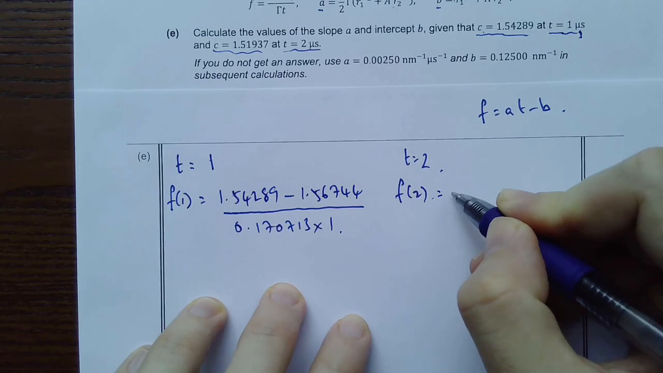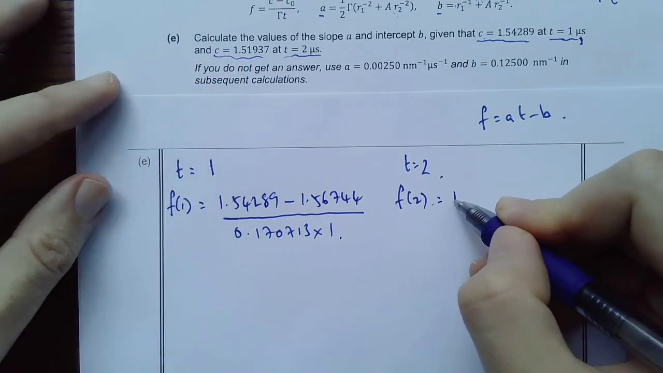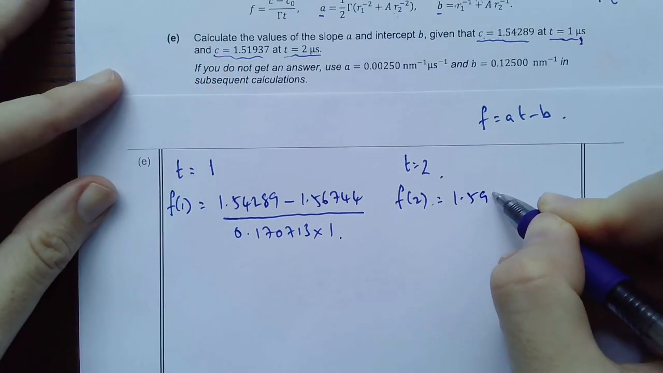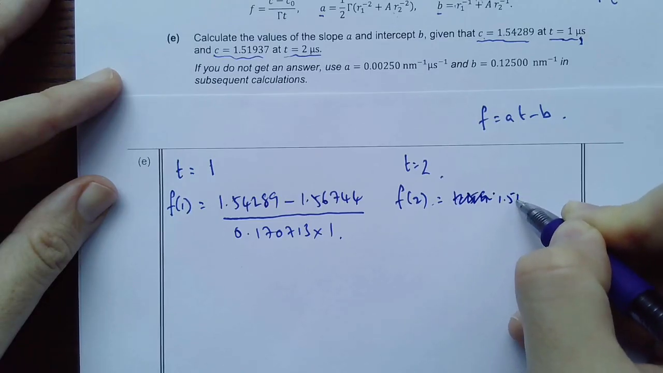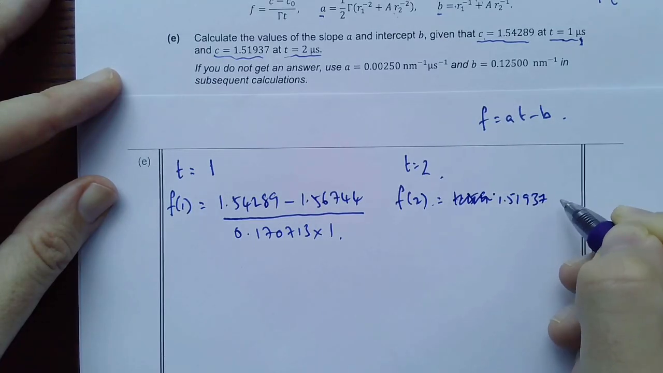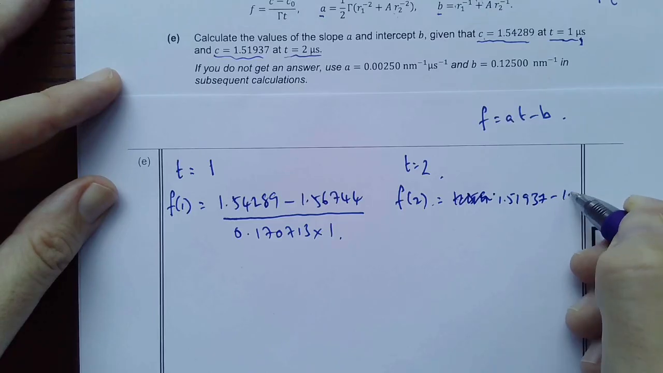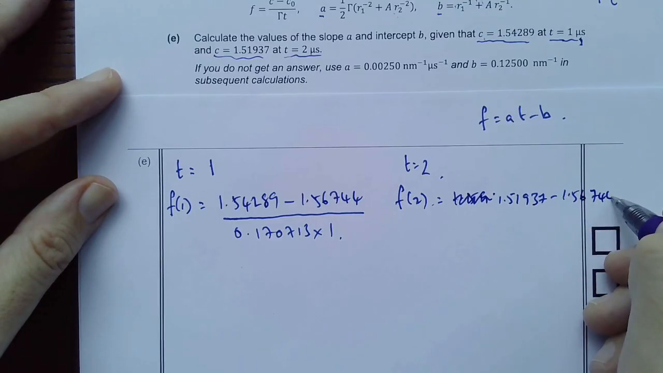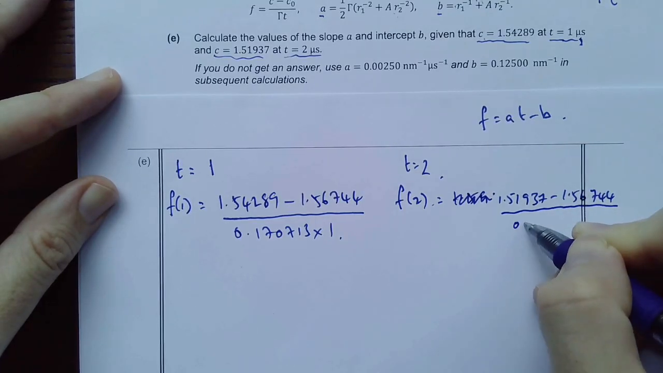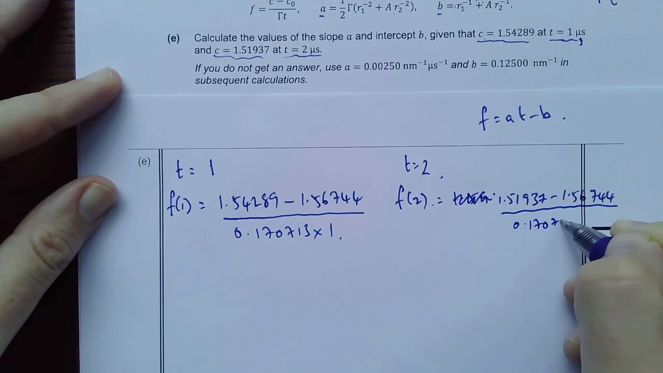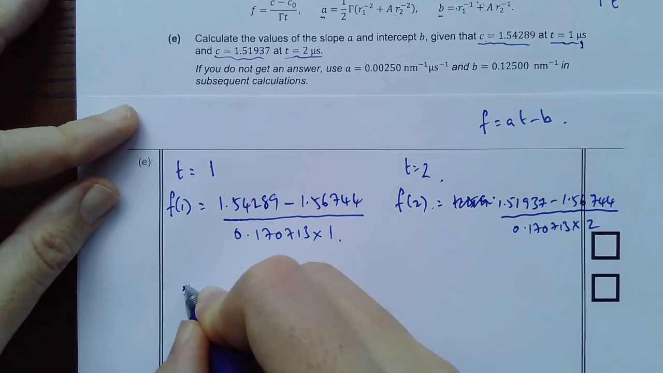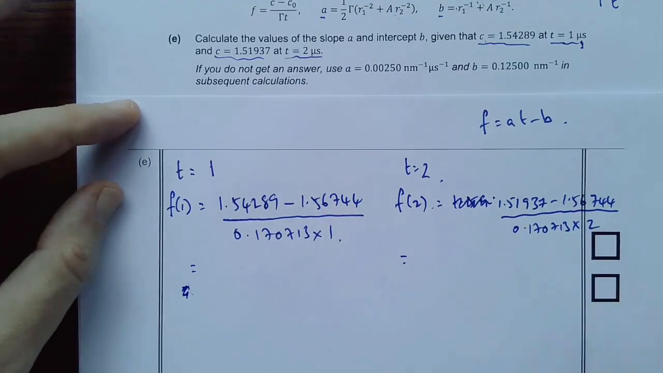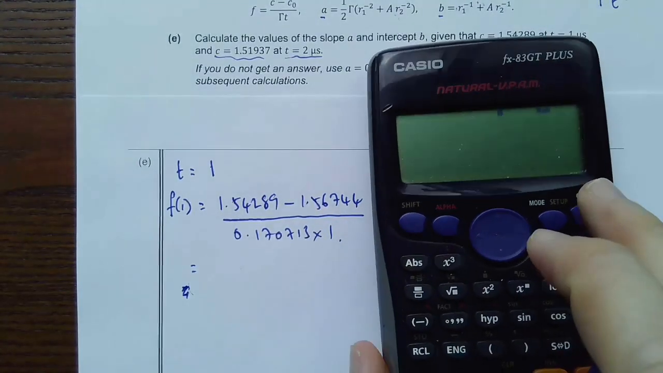And then this one is going to be 1.519 minus 1.56744, all divided by 0.170713 times by 2. So I work those out. I give myself a little bit more space than that because this is not going to be the end of the question.